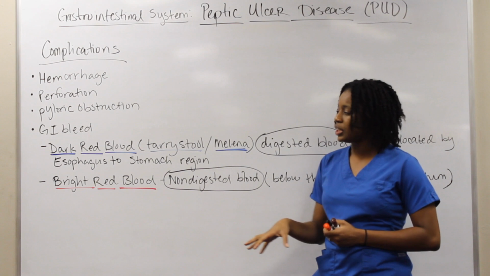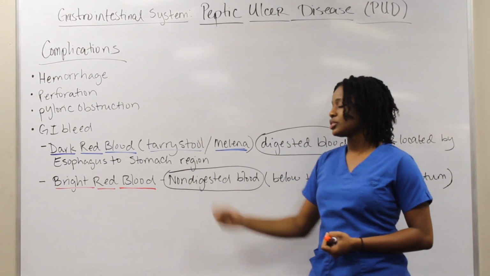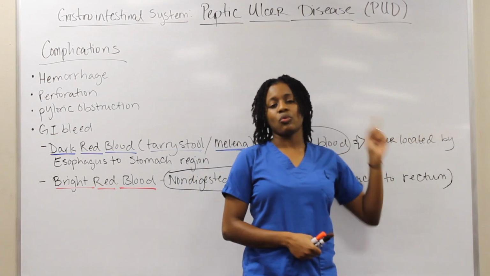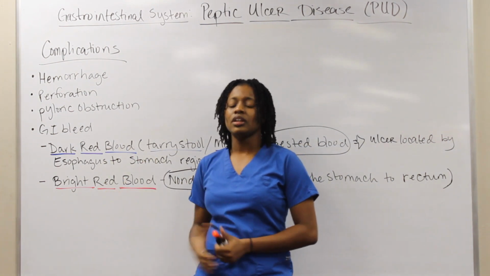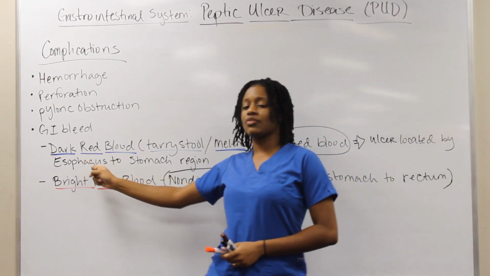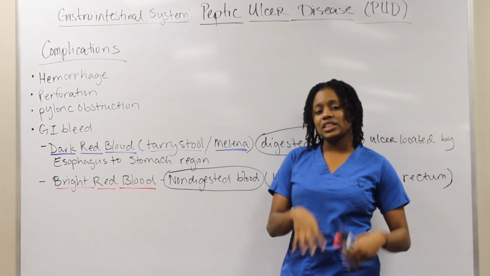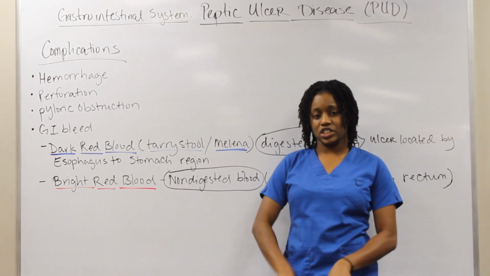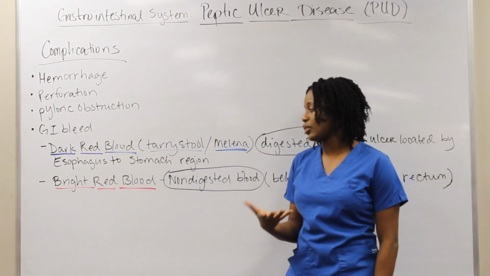Now with the GI bleed, there's two different types of blood that you want to pay attention to. You have dark red blood, which is also known as tarry stool or melena, and what it is pretty much is digested blood, okay? So that tells you where your ulcer is located. So when they tell you the patient had dark red blood, right, that can give you an understanding of where it's going to be located. And that has to be located somewhere between the esophagus and the stomach, right? Because you have the esophagus up here, the stomach is here. When the body then digests that, it's going to be a darker red because it's been digested, right? So that lets us know exactly what region the ulcer is occurring in.